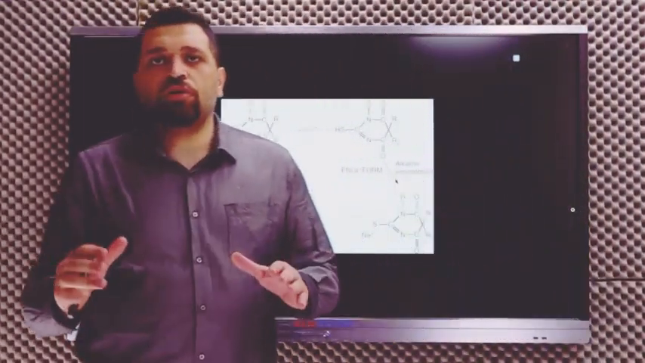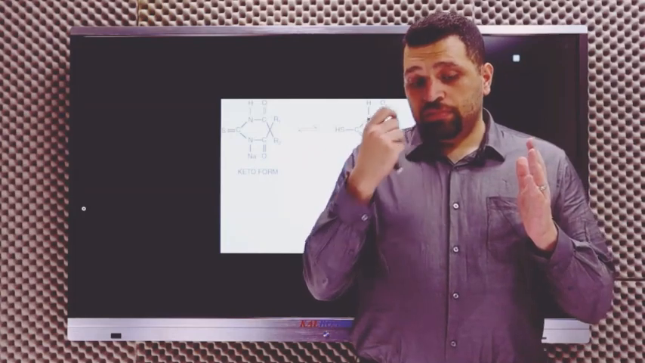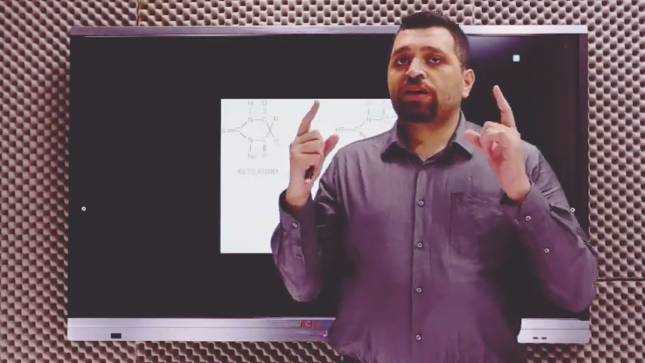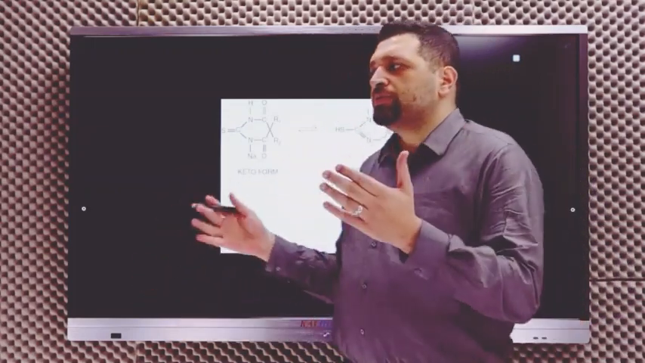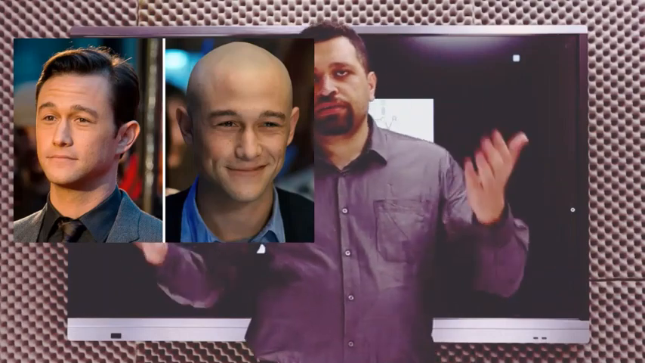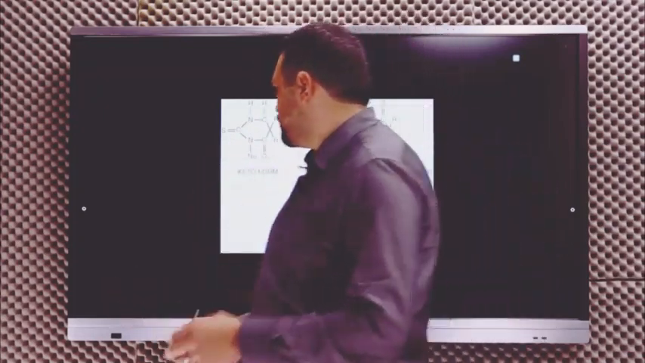Lots of drugs, if not all drugs, have isomers, which are different forms of the same drug. So we can have one drug with several isomers. If you bring someone with long hair and cut his hair, he will remain the same person. But this is an isomer of him with short hair, and this is an isomer of him with long hair.